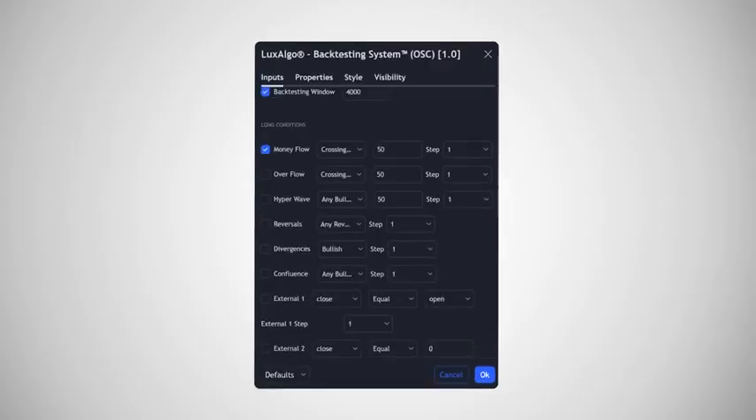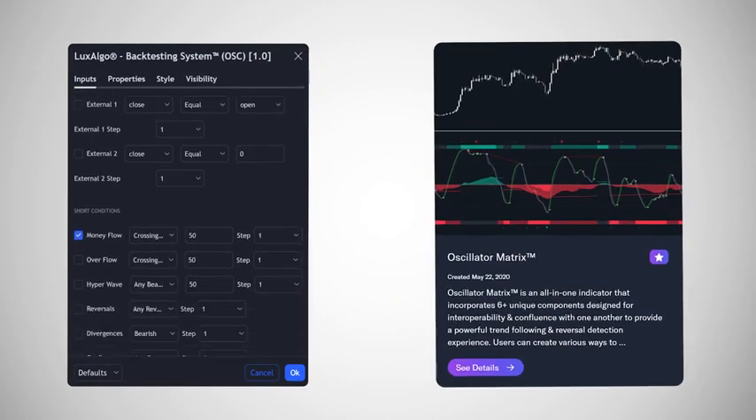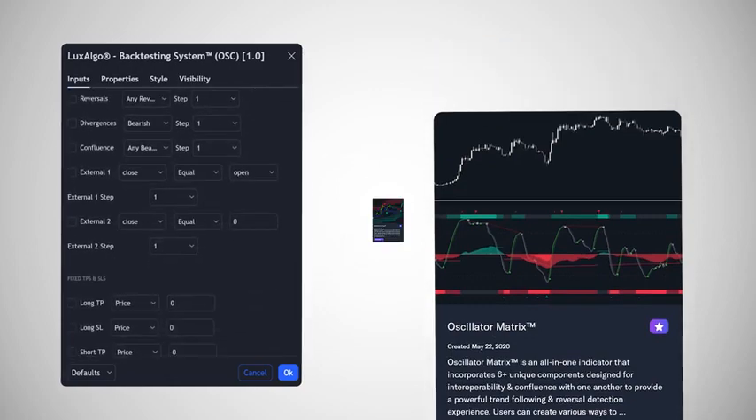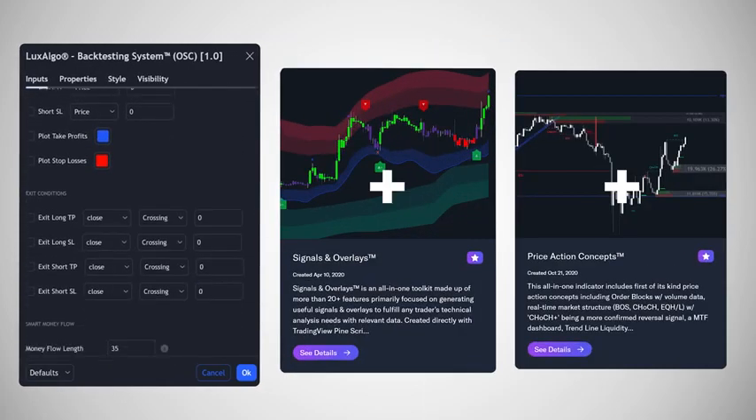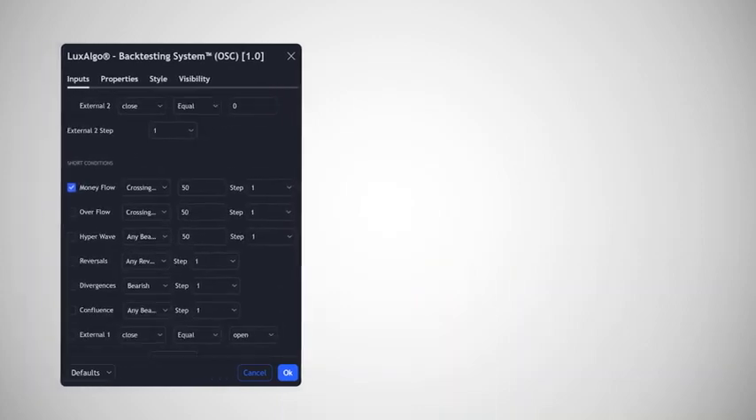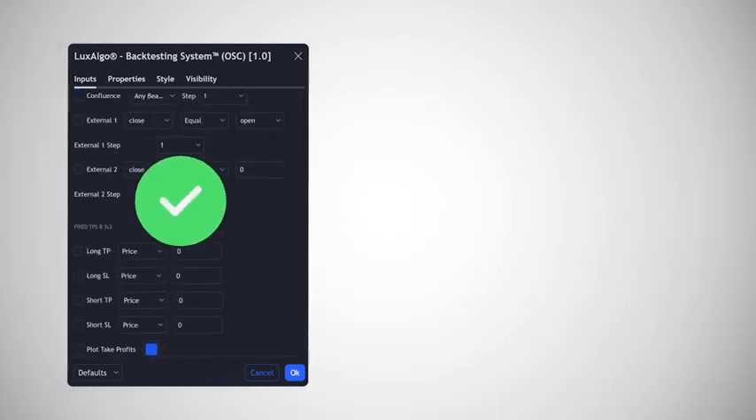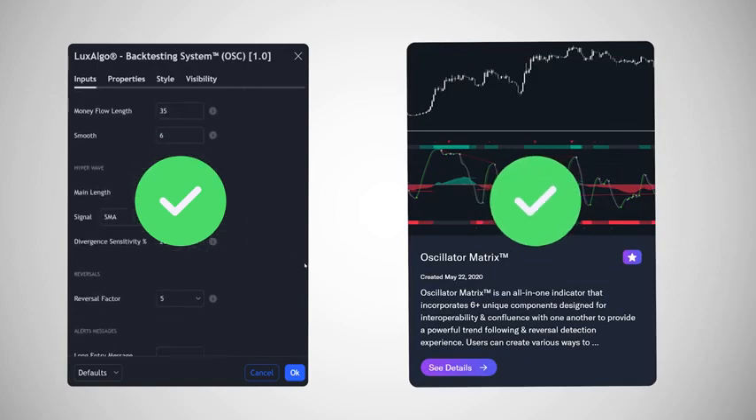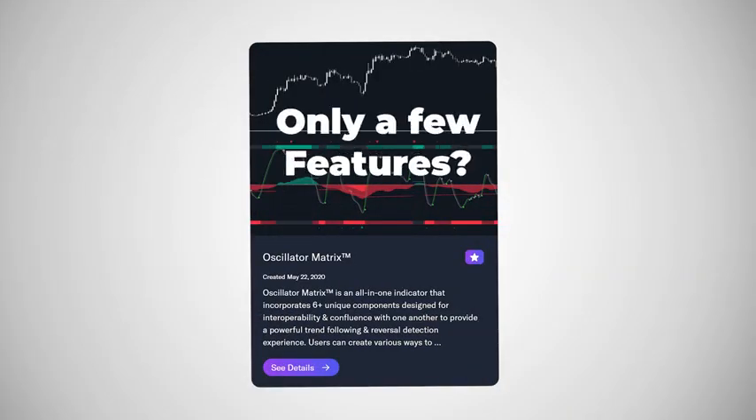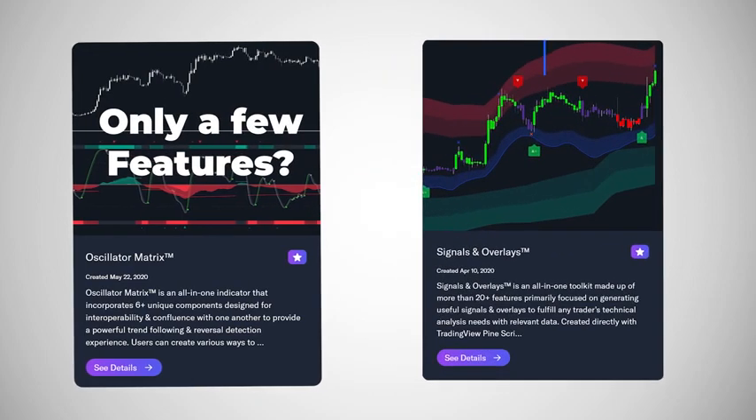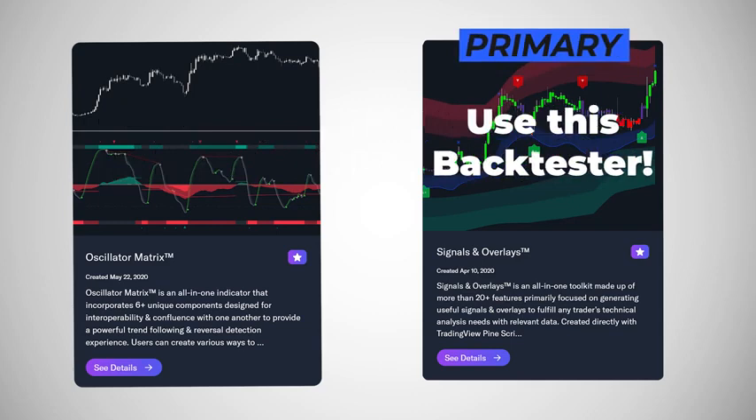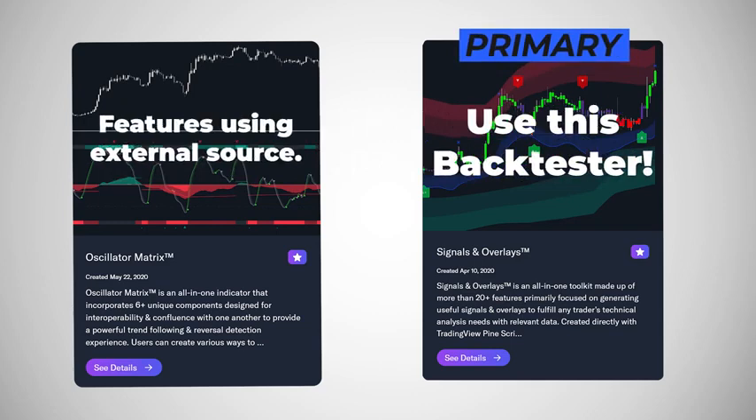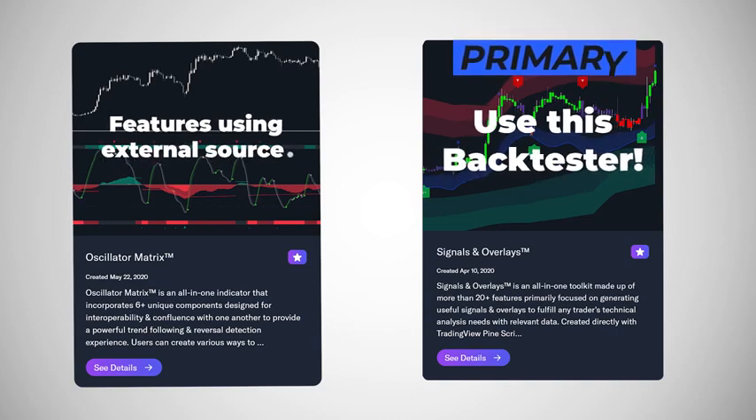a loss. And since this script is meant for the oscillator matrix, it can be typical to use this in combination with other indicators from our premium toolkits, with the main point being that you should overall use this script if you primarily use our oscillator matrix indicator. If you only use some aspects of the oscillator matrix but primarily use the signals and overlays, then you should be using the signals and overlays strategy script on your chart and have features from the oscillator matrix indicator directly as an external source to get the most proper usage.